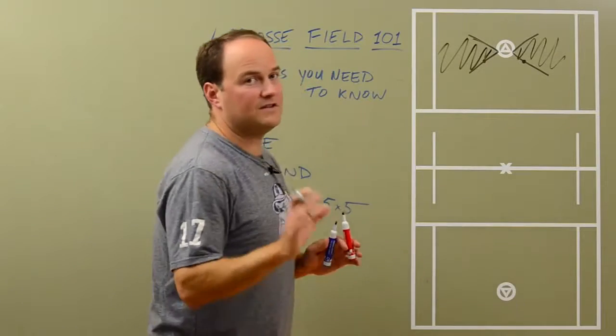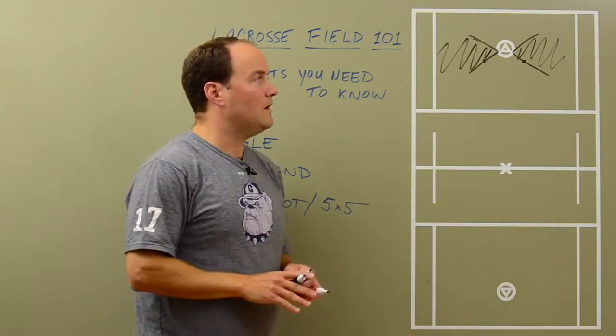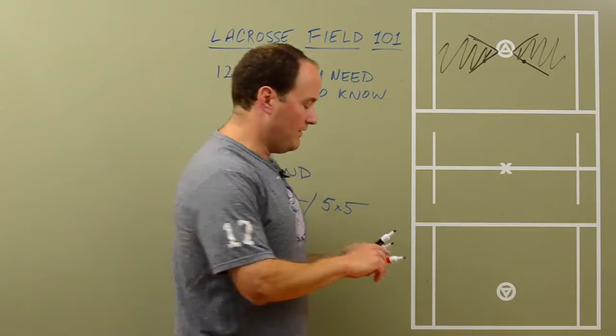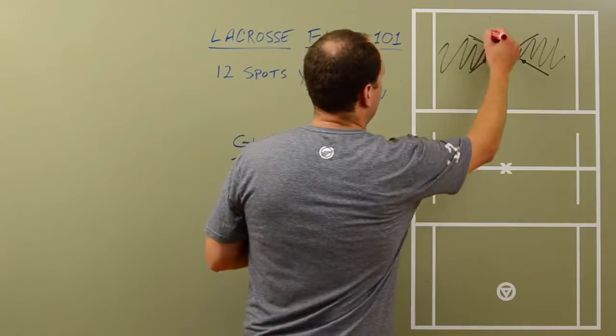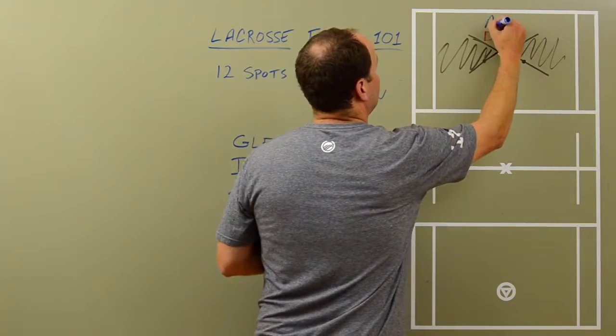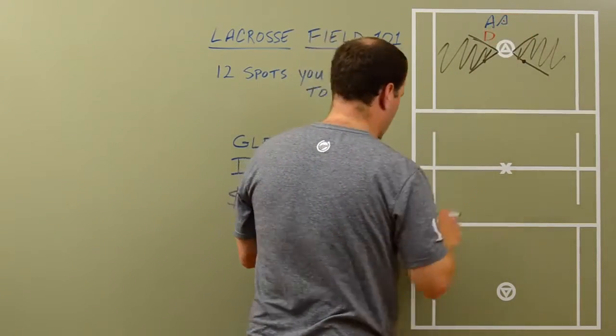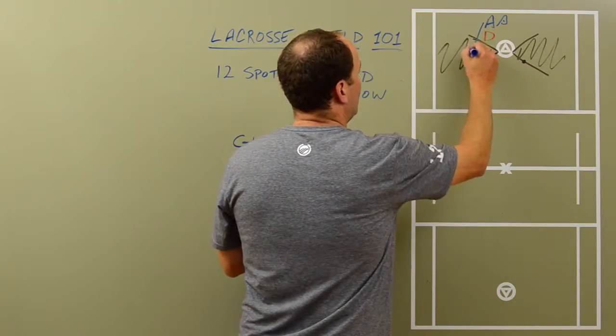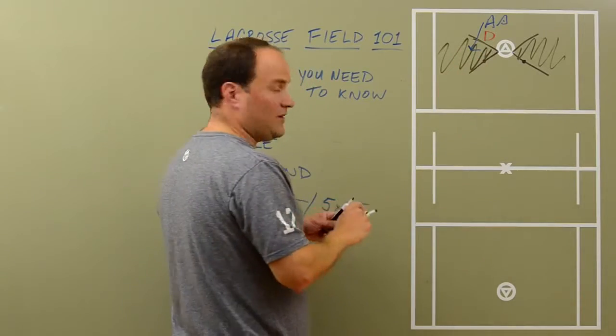And the island is significant for defenders. There's a saying that we have at BTB, no checks on the island. Okay, so if you're a defender and you're guarding an attackman behind who's got the ball, once you get to this island area, okay, we have a rule, no checks on the island.